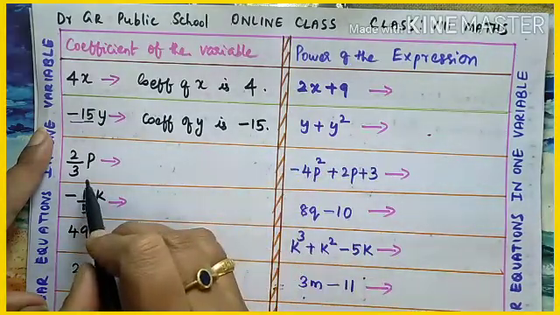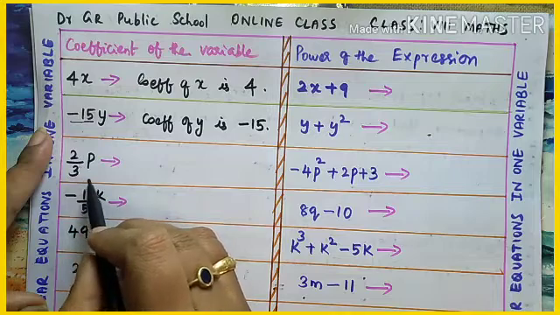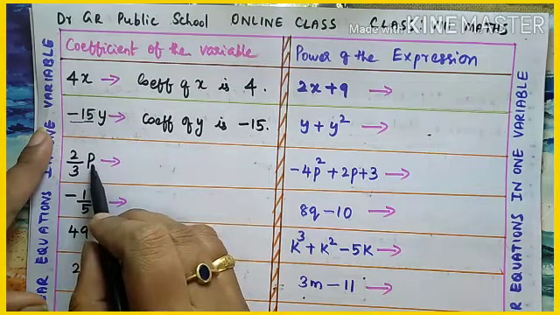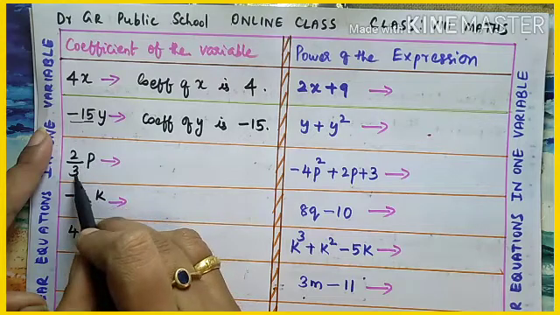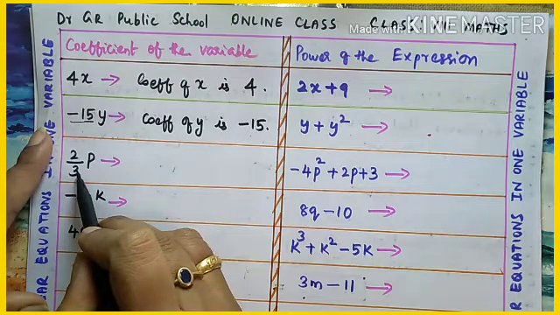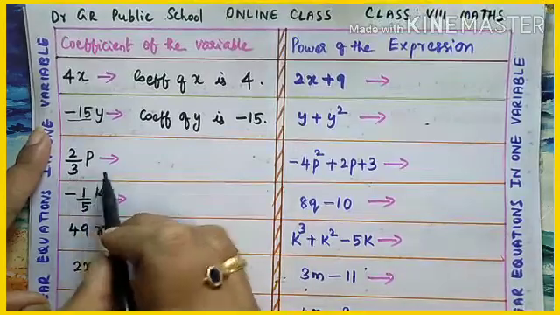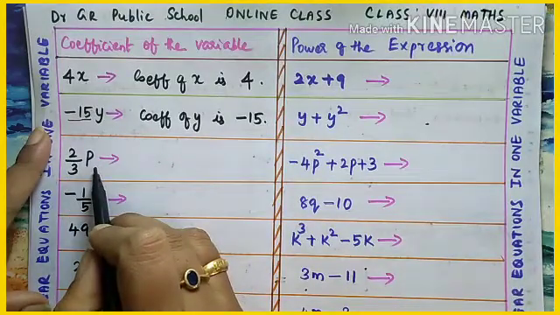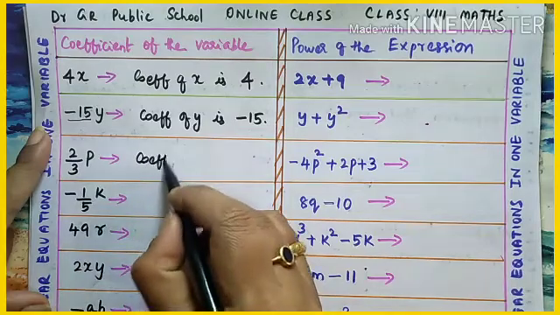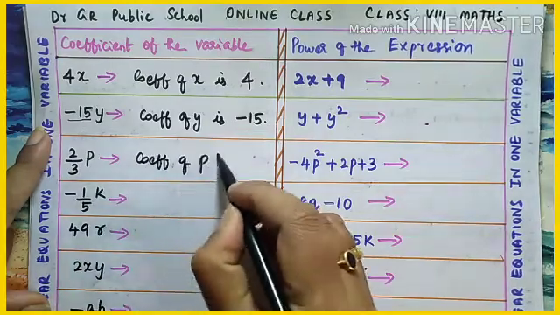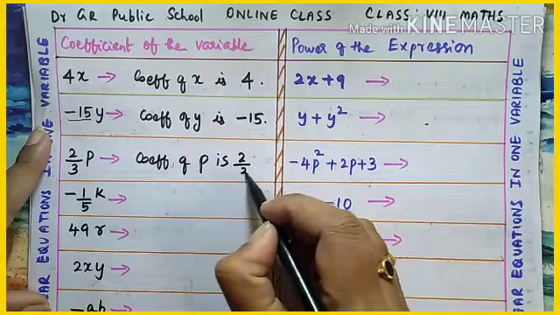Now come to the third example, 2 by 3 p. Here p is the variable. So you see p is multiplied by a fraction 2 by 3. So 2 by 3 is the coefficient of p. You want to take it together. So here the answer is: coefficient of p is 2 by 3.